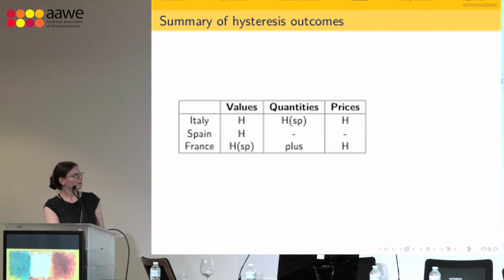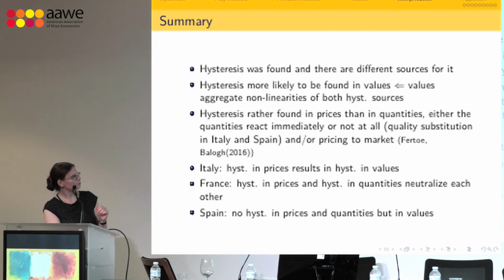And in France I found hysteresis in prices. Here I've found the wrong sign of the beta coefficient, and here I find hysteresis in values only with one of the methods. So yeah, these are my results, and I've got an interpretation, but it's more or less what I told you before.